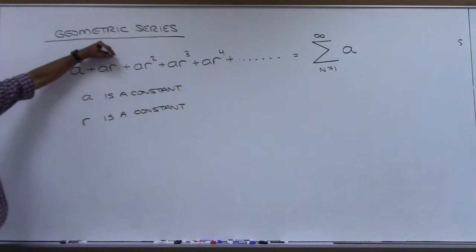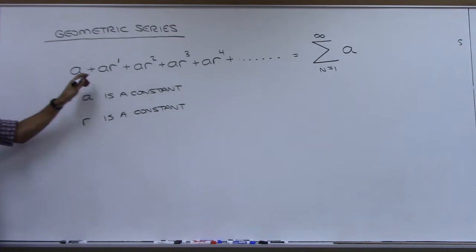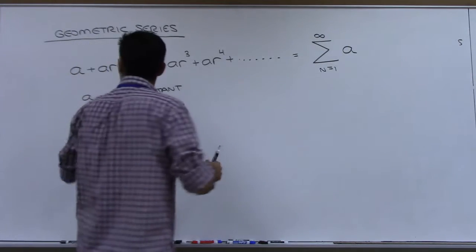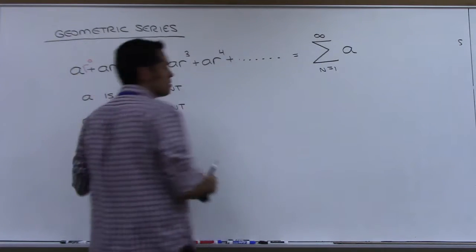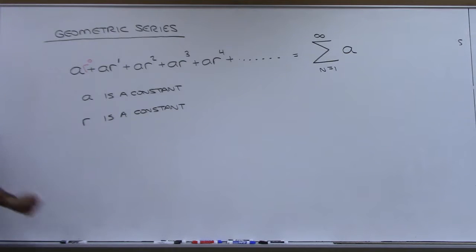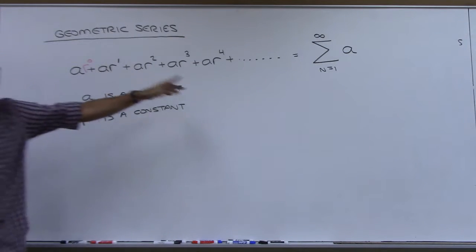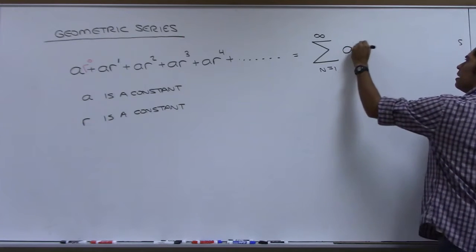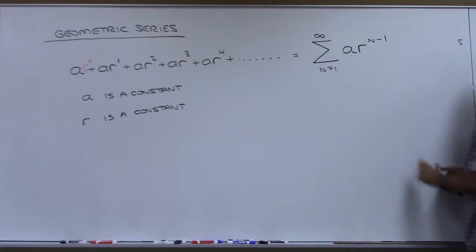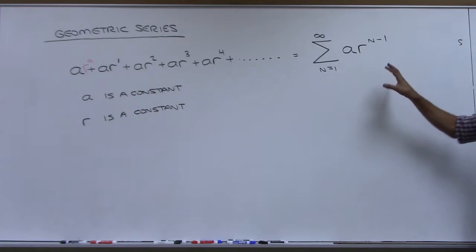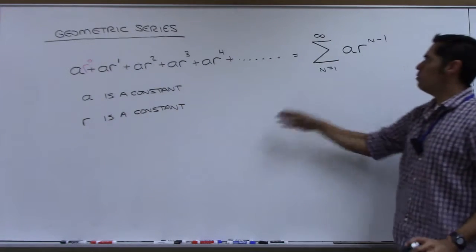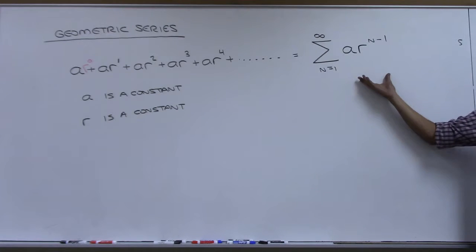The power on R: this is R to the first power. This is actually hidden here. It's really R to what? The 0 power, isn't it? There's really an R to the 0 there because R to the 0 is 1. So how can I create this list using this? What do I need to do with this R here? R to the n minus 1. Do you all see that? So every geometric series looks like this, which is equivalent to that using the sigma notation.